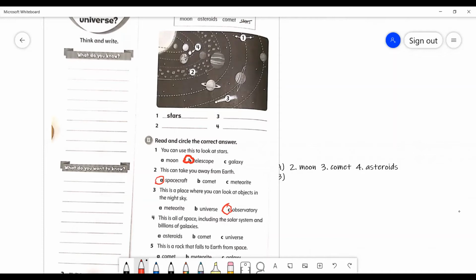Number 4: This is all of space, including the solar system and billions of galaxies. A, asteroids, B, comet, C, universe. So the answer for number 4 will be C.